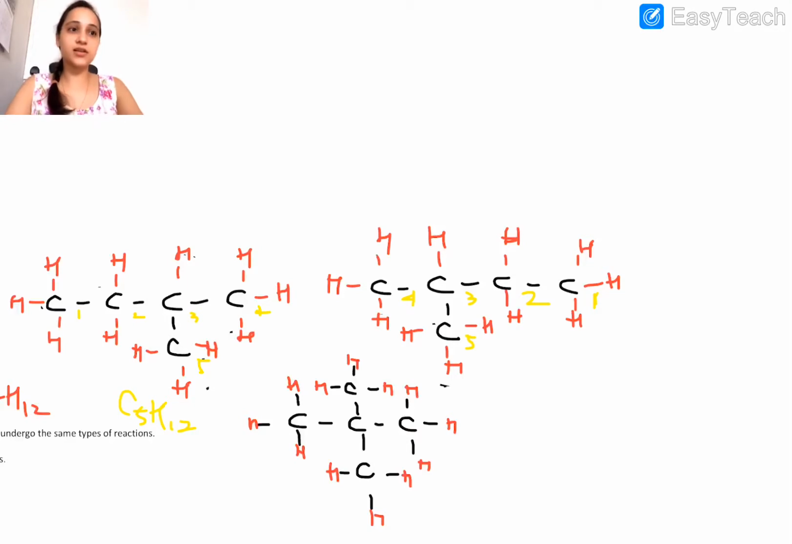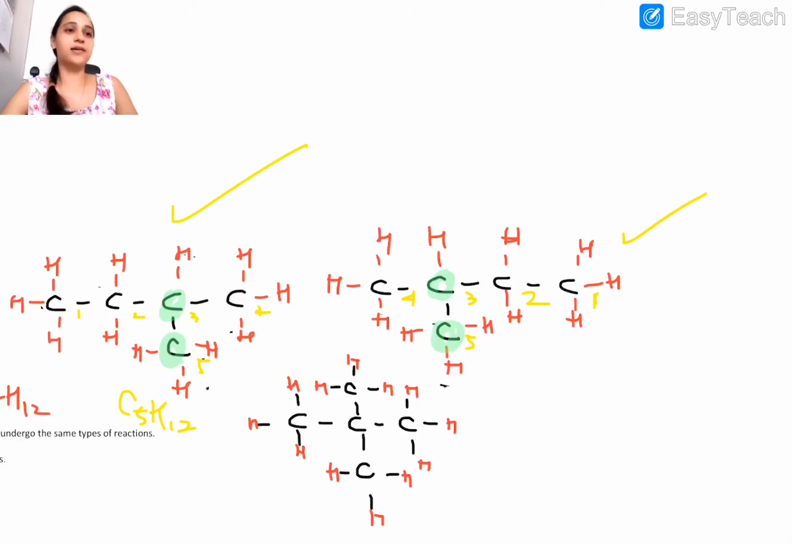So if I start in this fashion, you see that this molecule and this molecule are the same because the 5th carbon here is attached to the 3rd carbon. And here the 5th carbon is attached to the 3rd carbon again. So these two molecules are the same. They are not isomers, they are the same molecule.